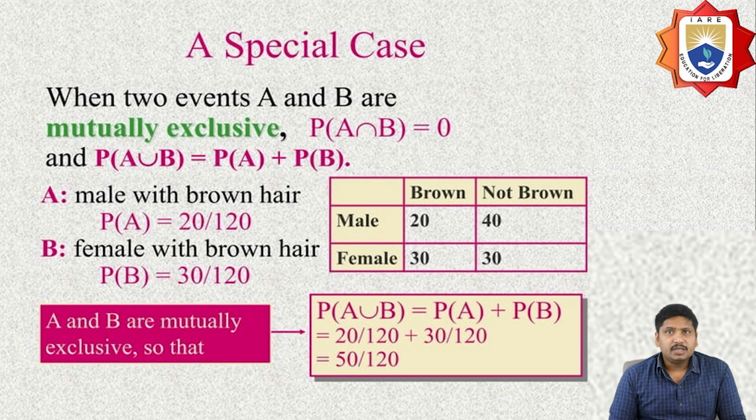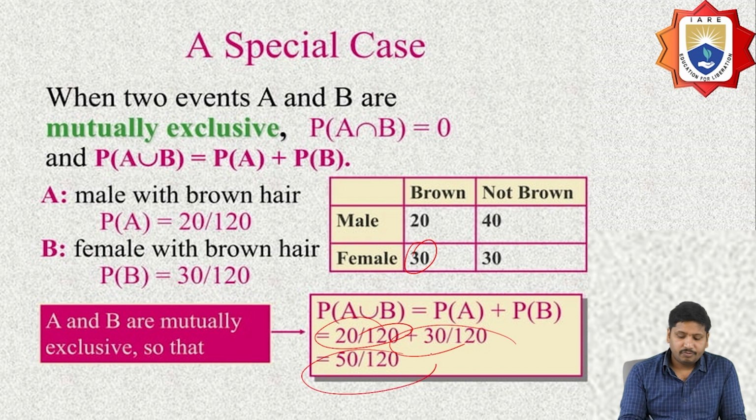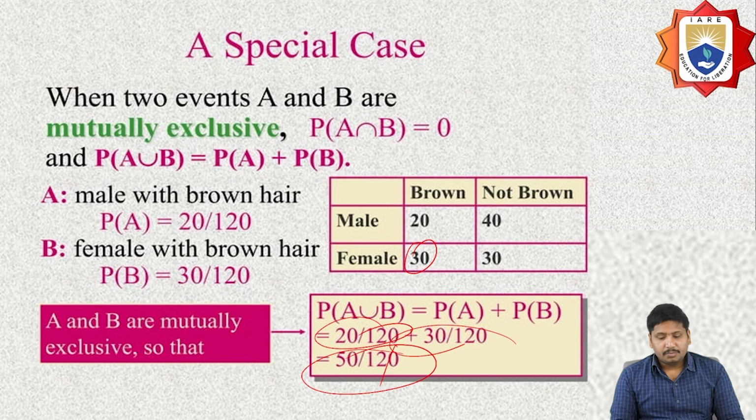The special case is also considered. When the two events A and B are mutually exclusive, that means the probability of the intersection is equal to 0, and the probability of A union B is equal to the probability of A plus the probability of B. For example, A is brown hair, which means 20 divided by 120, and B is female with black hair, which means 30 divided by 120. So P(A) plus P(B) is 50 divided by 120. So we can say that A and B are mutually exclusive. Sometimes A and B are different from each other.